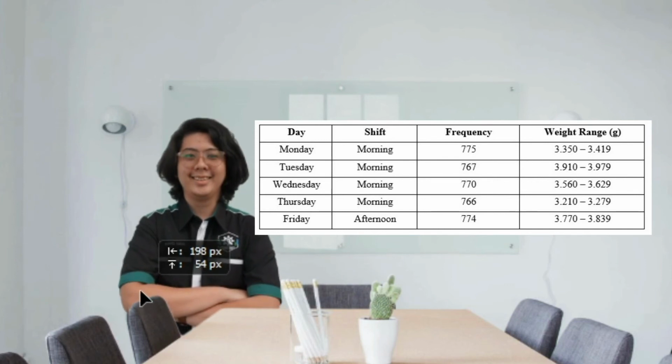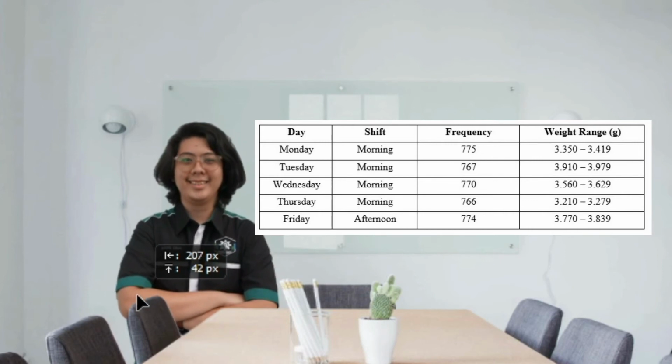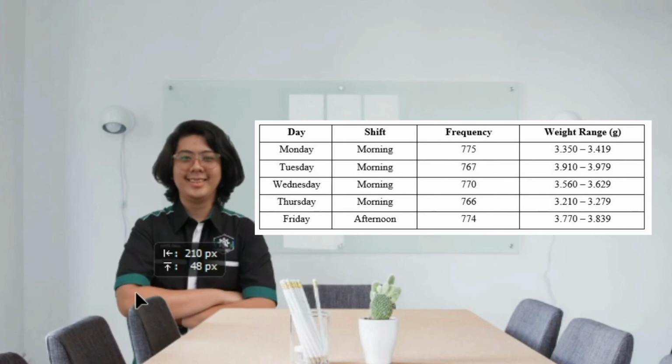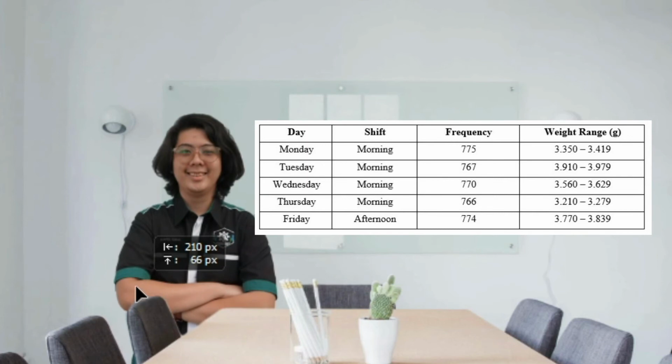Meanwhile, for Friday, the highest frequency of memory chip production was 774, with the weight range from 3.770 until 3.839 gram. That's for the tally sheet.